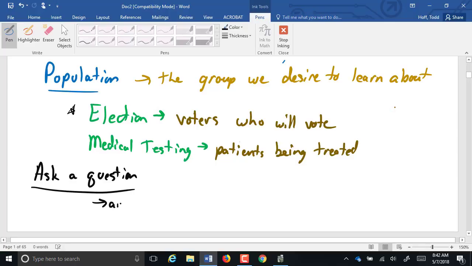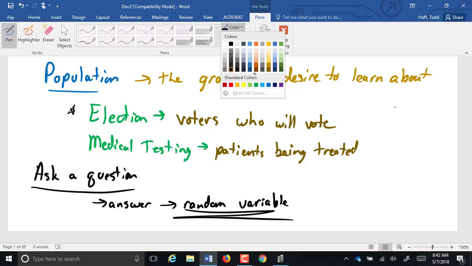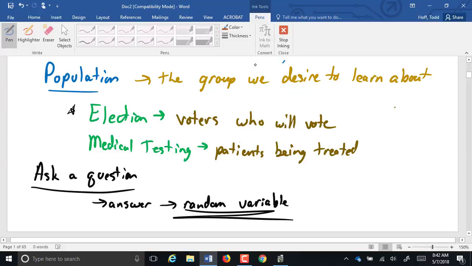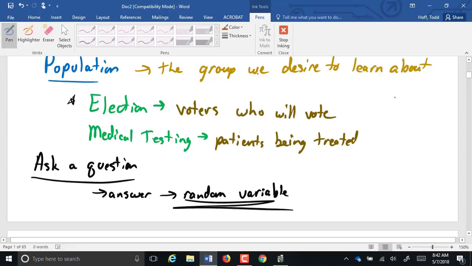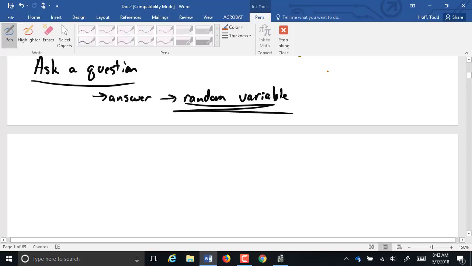The answer to that question is the random variable. We're going to talk a lot more about the random variable in the second hour, because that is kind of the focus of our part of the course here, is working with that random variable. But let's get back to our vocabulary for now.